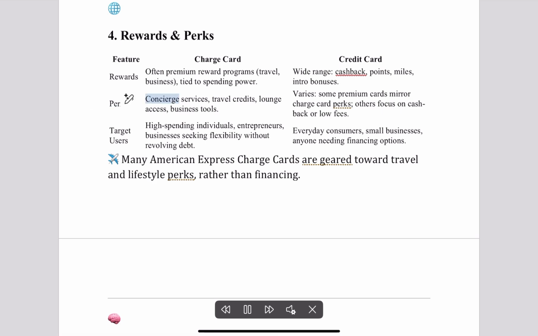Perks. Concierge services, travel credits, lounge access, business tools. Varies. Some premium cards mirror charge card perks. Others focus on cashback or low fees.